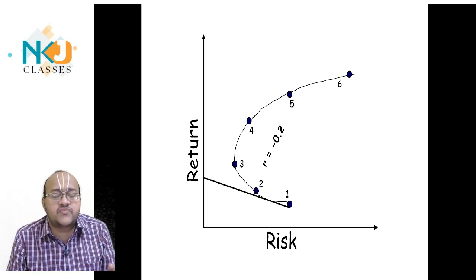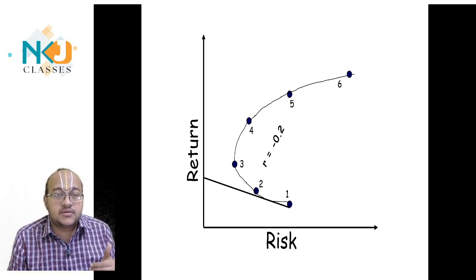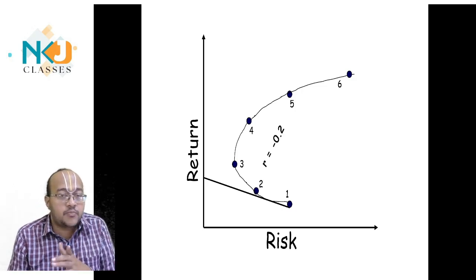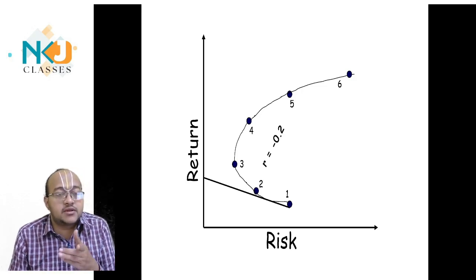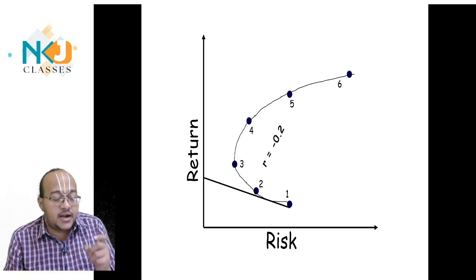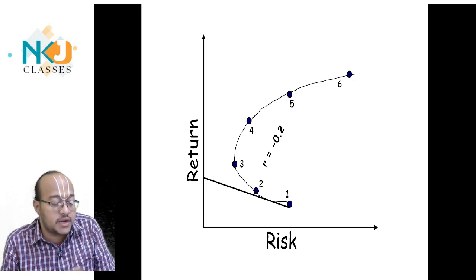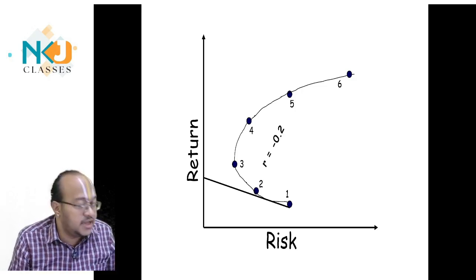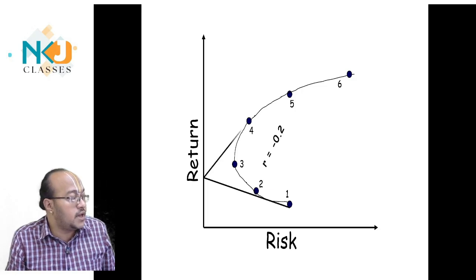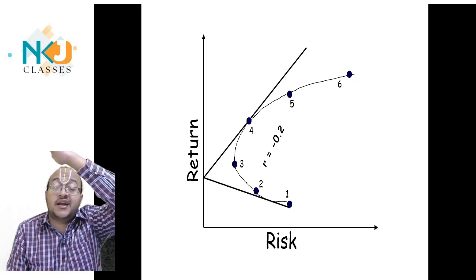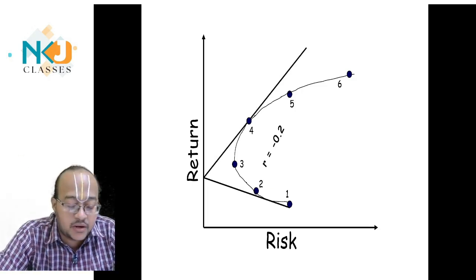This is when the correlation is exactly minus 1. Understood? When the correlation is exactly minus 1, our portfolio can be constructed in such a proportion that even the risk can be reduced to 0. At that point, when the portfolio risk is 0, it will touch the y-axis. Then, if you start increasing the proportion of B more and more, what will happen? It will move upwards and rightwards. Risk will start to increase after some point. This is what will happen.